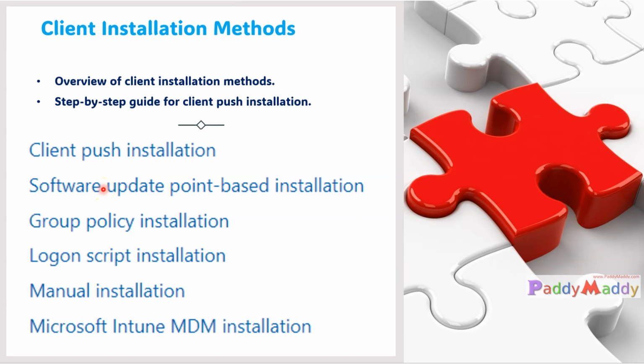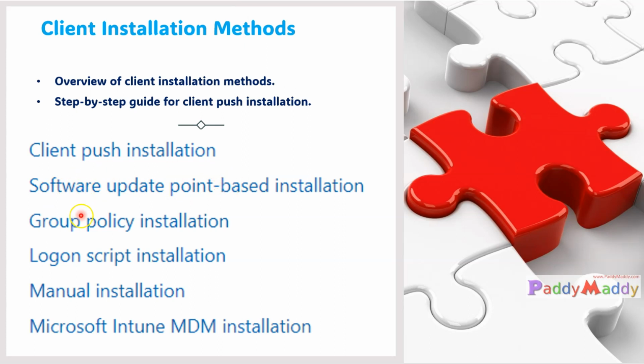When the client software gets updated, we call it the ConfigMgr client, or you call it the CCM client, it doesn't matter. At the end, it's a client software which will connect to your ConfigMgr server. Okay, so that is the method you would be using. In this method also, you would configure some group policies for the software update point based installation.